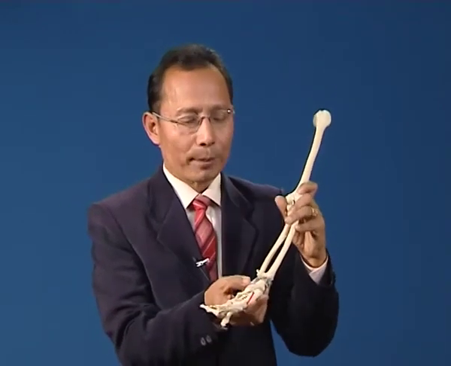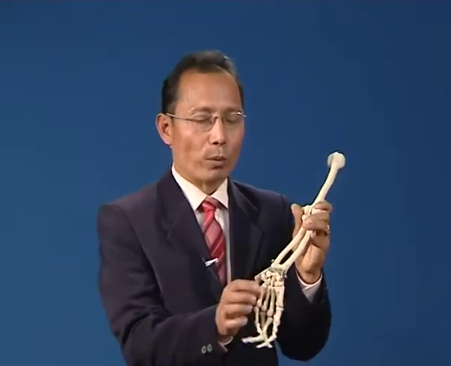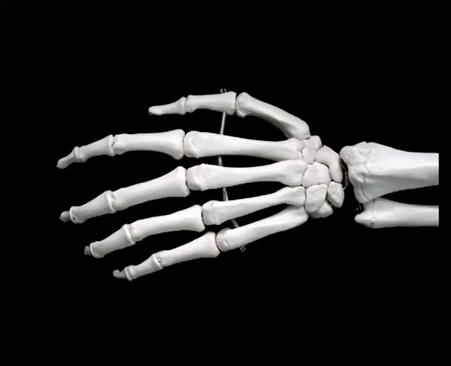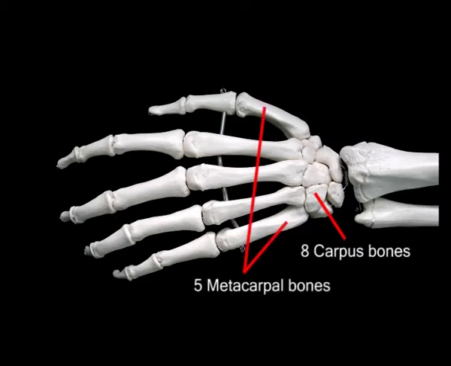Then we have the bones of our hand. There are altogether 8 wrist bones. It forms the wrist, and these are called carpus. So we have 8 carpus bones on one hand. Then we have metacarpals. So we have 5 metacarpals on one hand, another 5 metacarpals on another hand.